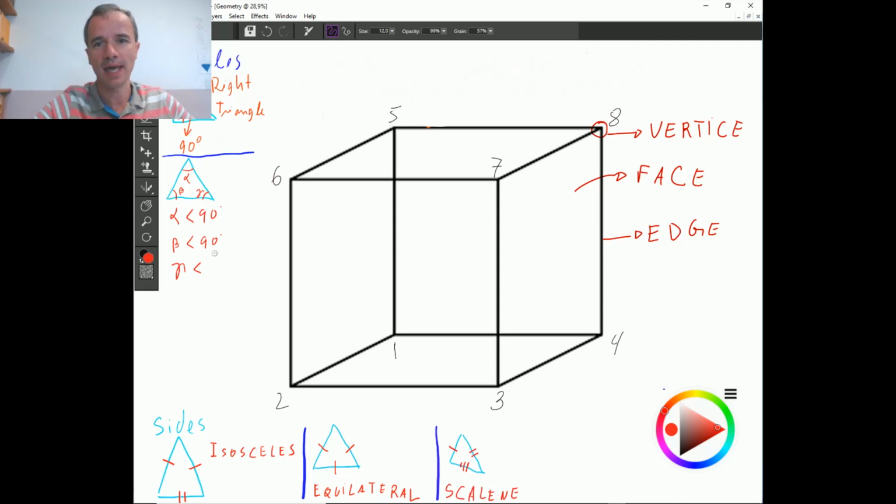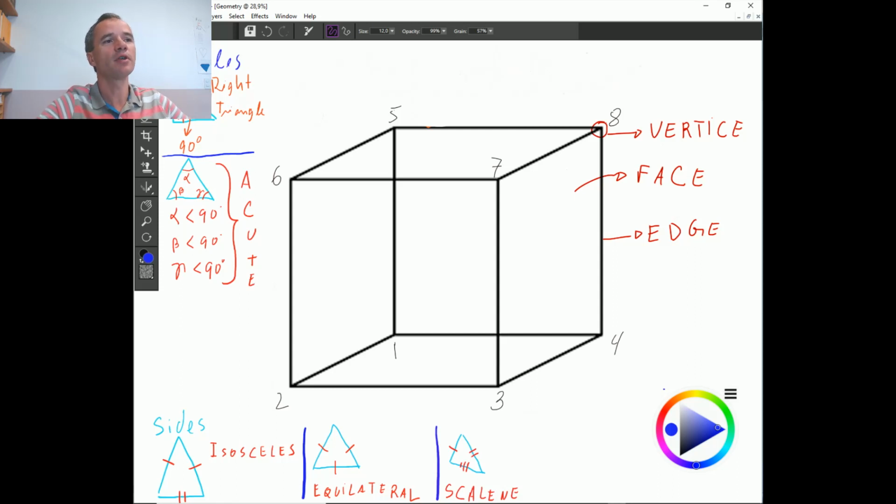We write angles with Greek letters. And when everybody is smaller than 90 degrees, what do you call that triangle? We call it an acute triangle. So acute triangles are triangles which have all the internal angles smaller than 90.